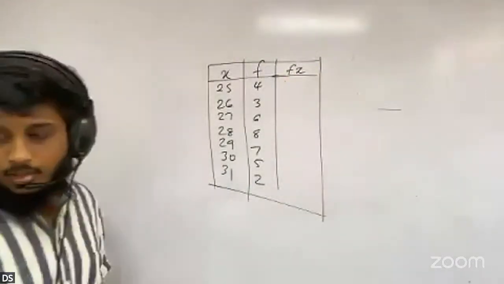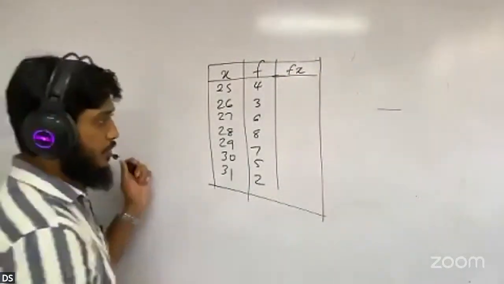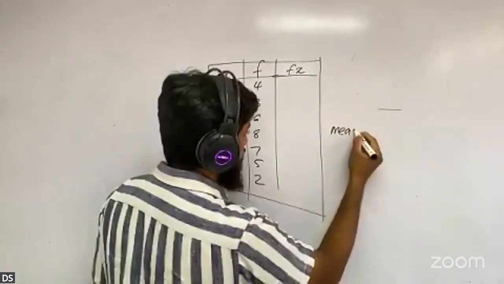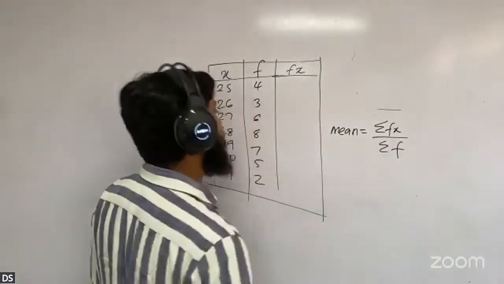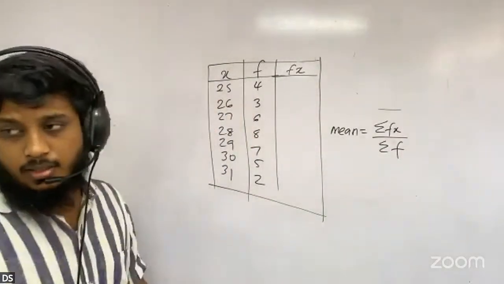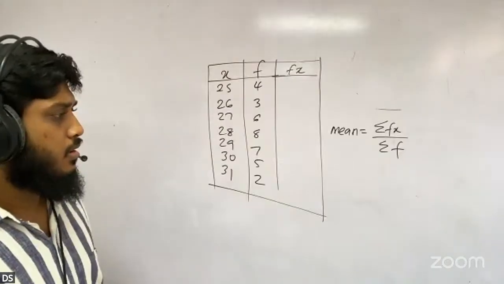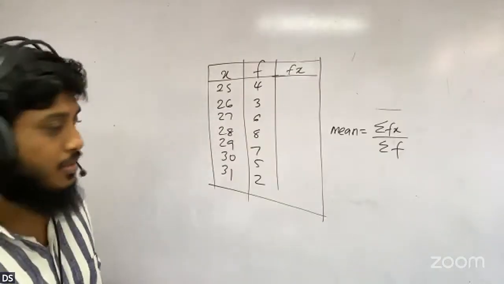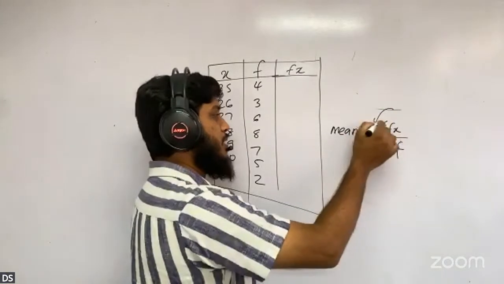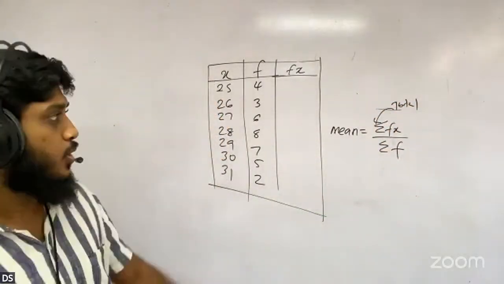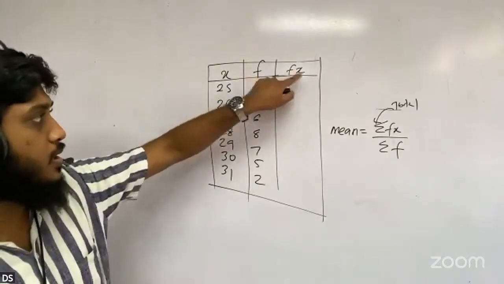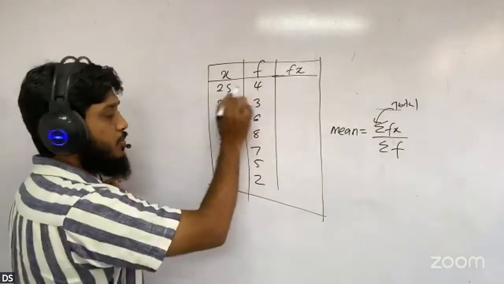And to find the mean, there is a formula: sigma fx divided by sigma f. What are these things? Wait, I'll tell you. Very easy. Sigma means nothing else, sigma means total. So you are getting an fx column now here. What do you mean by fx? You have to multiply f and x.